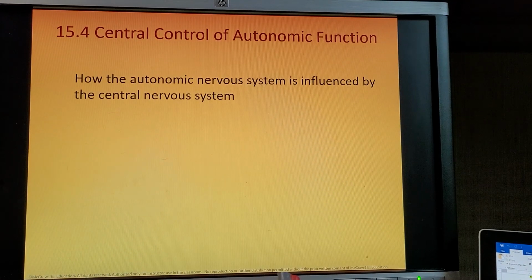And then this last section just goes over how our central nervous system can have an effect on the autonomic nervous system, but that's not on the test, so I'm gonna skip it.